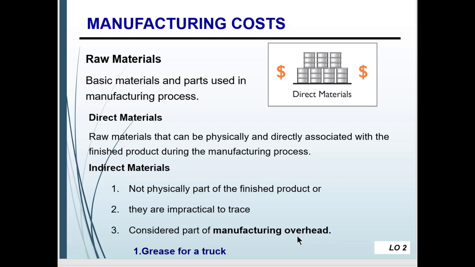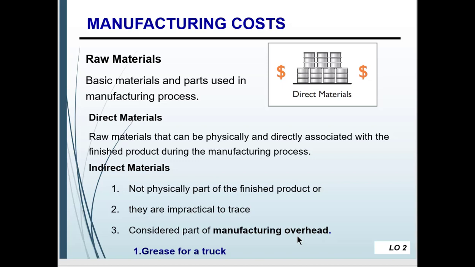That wood has to be accounted for in the process of making the furniture, right? You can count it, you can see it. Indirect materials are either not physically part of the finished product or they're impractical to trace. We're going to consider them part of what we call manufacturing overhead. A good example might be grease for a truck if we're maintaining our truck fleet.